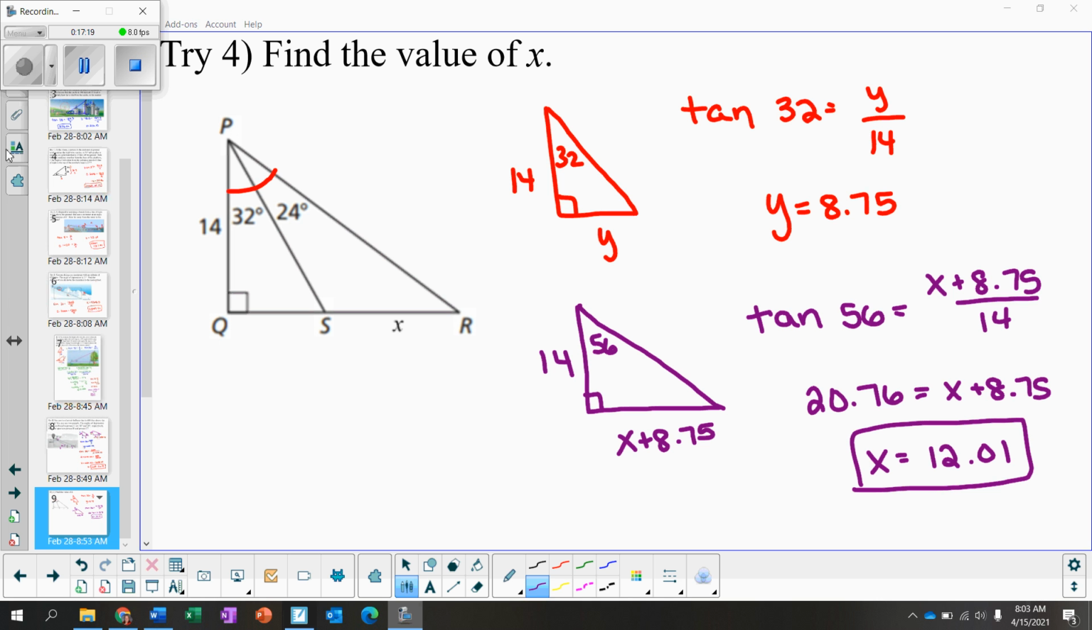All right, so we had to add an additional variable of y between Q and S and find that first so that we could find x is 12.01. And that is angle of elevation and depression in trigonometry.